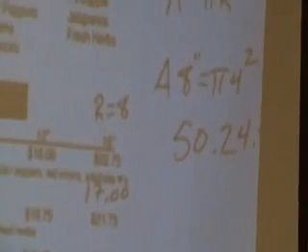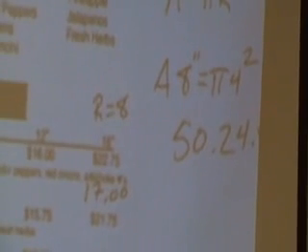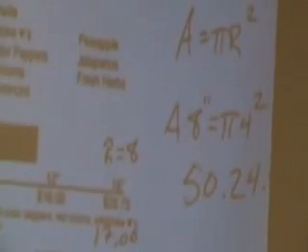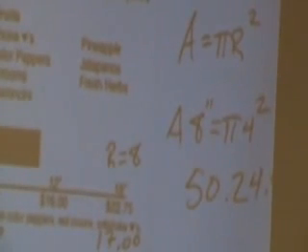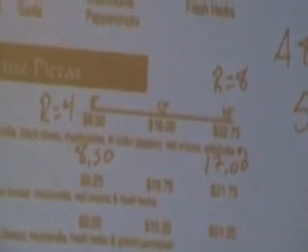So I'll figure that out on my calculator. That comes out to be 50.24 square inches of pizza. Now, we determined that the 16-inch pizza should have twice as much pizza, since 16 is twice as much as 8, but it costs $22.75. Well, wouldn't it be easier then to get 2 8-inch pizzas?